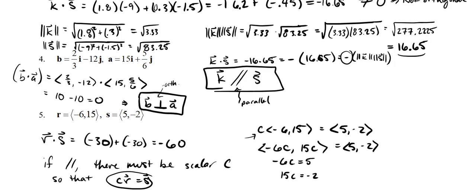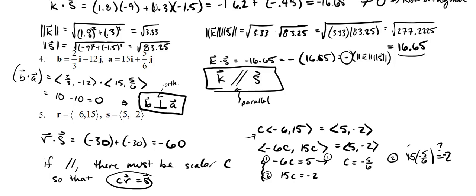Now you're just seeing whether these equations can be solved. This is a system, they're not two separate equations. It's a system of equations. This is equation 1, this is equation 2. Equation 1 tells us C equals negative 5/6. Plug that into the other equation and see if it satisfies it. From 2, that would say 15 times negative 5/6 equals negative 2. Is that correct?